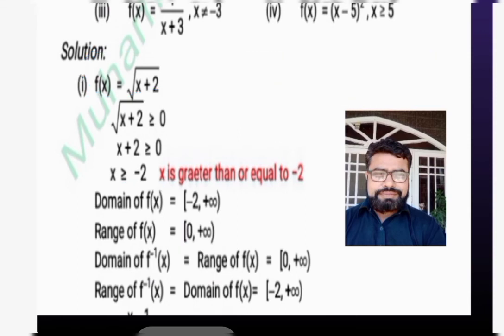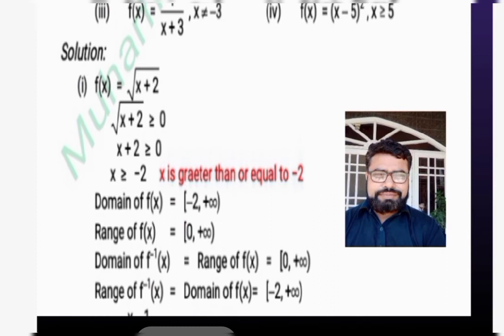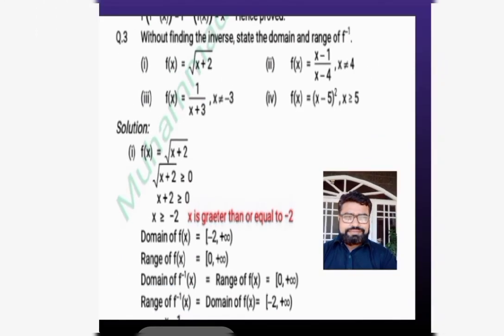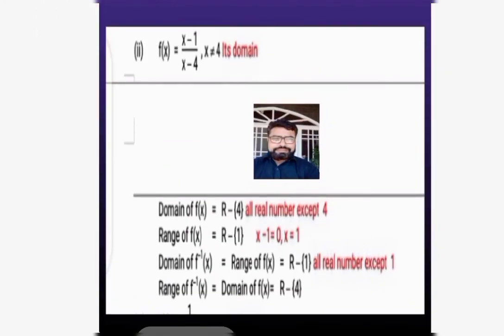We have found the domain and range of f of x, but we have to find the domain and range of f inverse of x. As I've told, the domain of f inverse of x is the range of f of x, and the range of f of x is 0 to infinity. The range of f inverse of x is the domain of f of x, and the domain of f of x was minus 2 to infinity. This is part number 1. Now I will tell you about the second part.